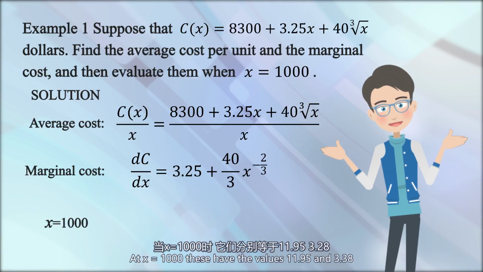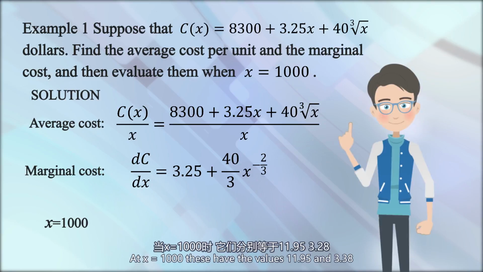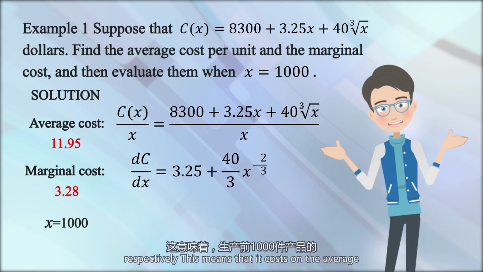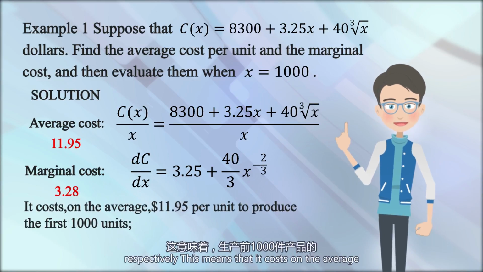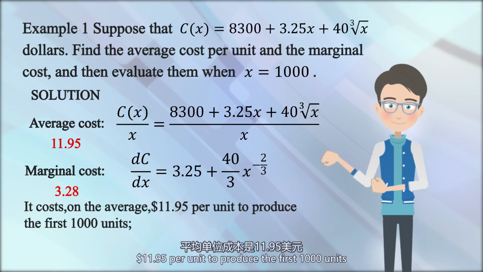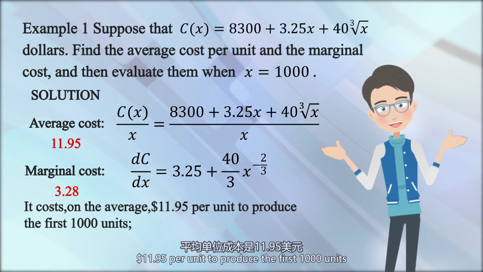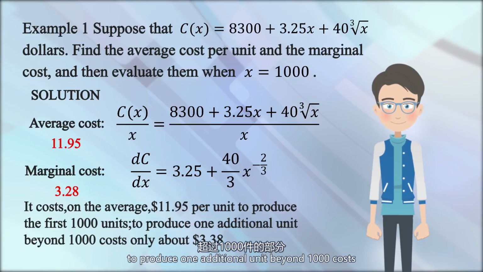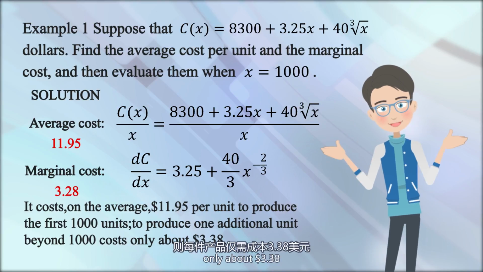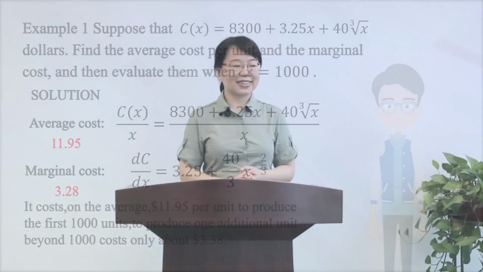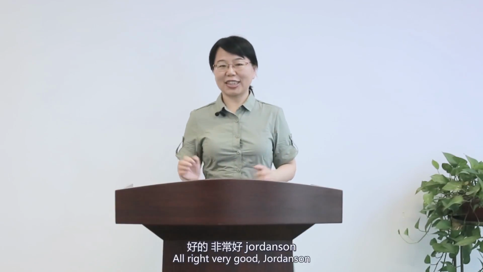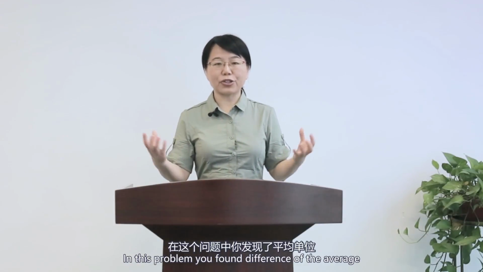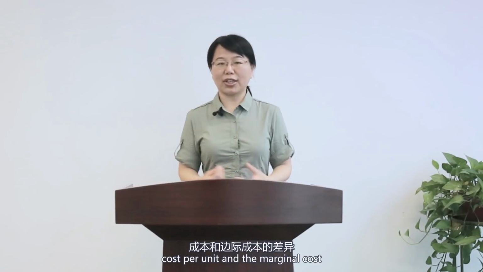At x equals 1,000, these have the values 11.95 and 3.38, respectively. This means that it costs, on the average, $11.95 per unit to produce the first 1,000 units. To produce one additional unit beyond 1,000 costs only about $3.38. All right, very good, Jordanson. In this problem, you found the difference of the average cost per unit and the marginal cost.